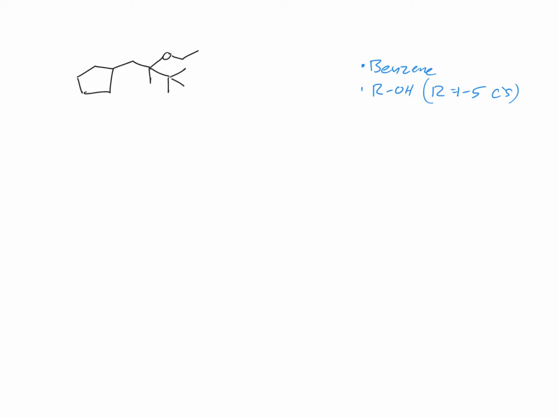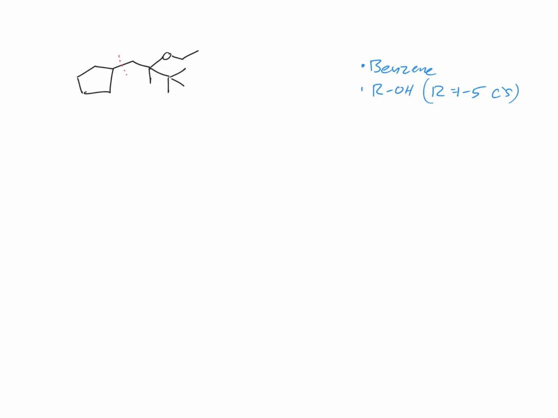Anytime you bring in a carbon source, it has to come from benzene or a monofunctional alcohol of up to 5 carbons. So let's look at this molecule. We have an ether here, and we have a 5-membered ring. So maybe this 5-member ring came from cyclopentanol. That means that probably we need to figure out how to make that bond.